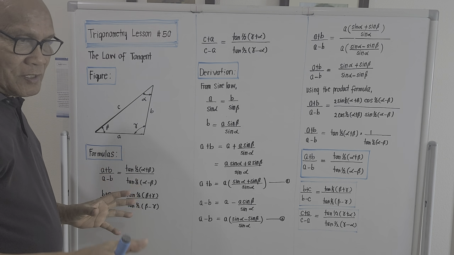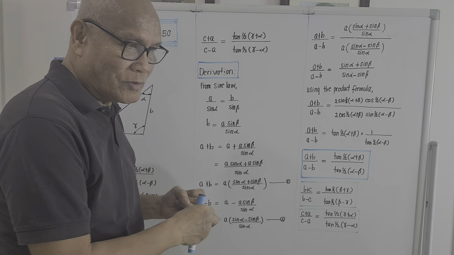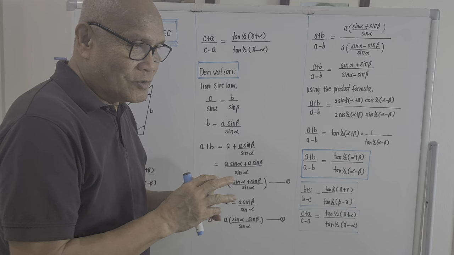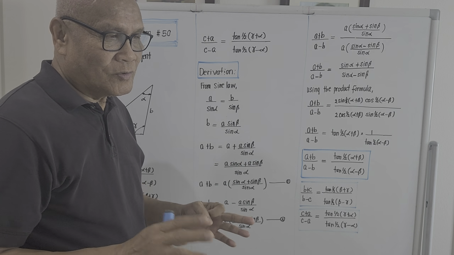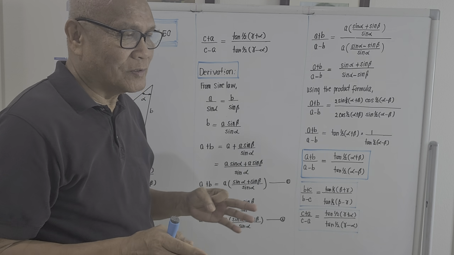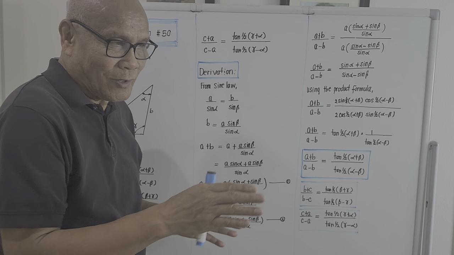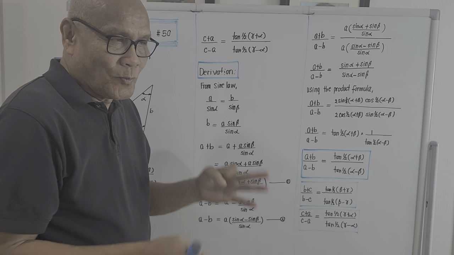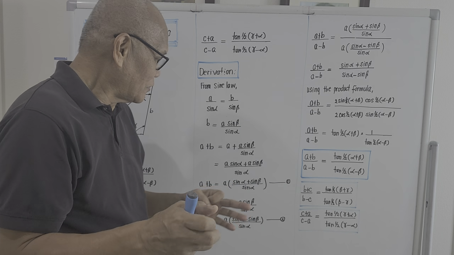Under the study of oblique triangles, we got the so-called sine law solution, we got the so-called cosine law solution. There is also the so-called tangent law solution, and for the tangent law solution, of course, there are formulas, so we must bring out the tangent law formulas, and we will try to bring out the so-called derivation. Okay, let's proceed.